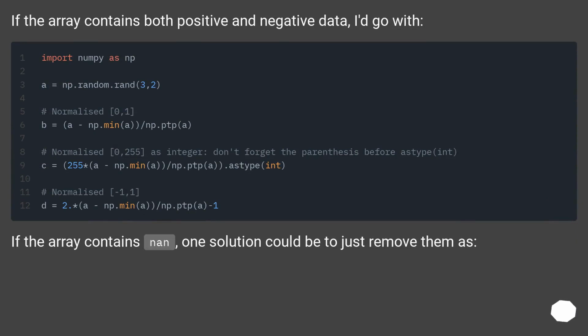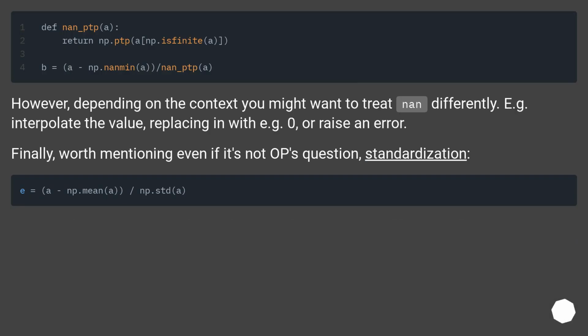if the array contains both positive and negative data, I'd go with this. If the array contains nan, one solution could be to just remove them as follows. However, depending on the context, you might want to treat nan differently.